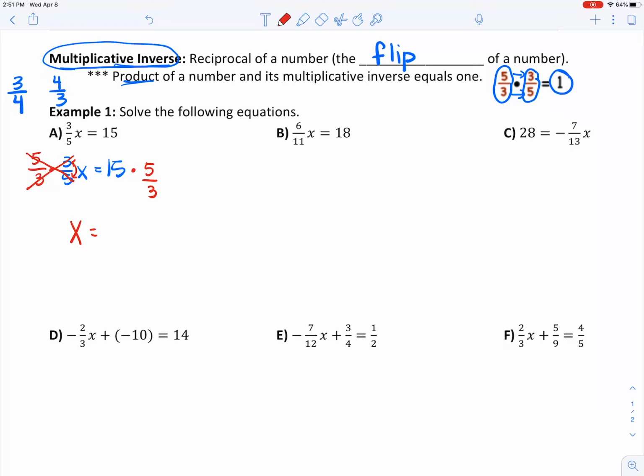Now on the right side of our equation, another way that I can write this 15 is the same as saying 15 over 1. 1 is like our hidden number in math. So that helps. Now we have two fractions multiplied by each other, which we did in one of our previous lessons, and we can go ahead and multiply across.